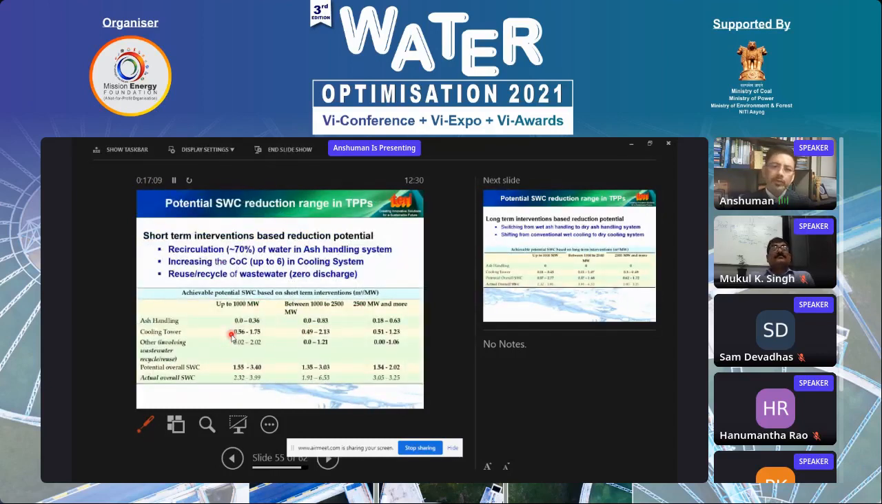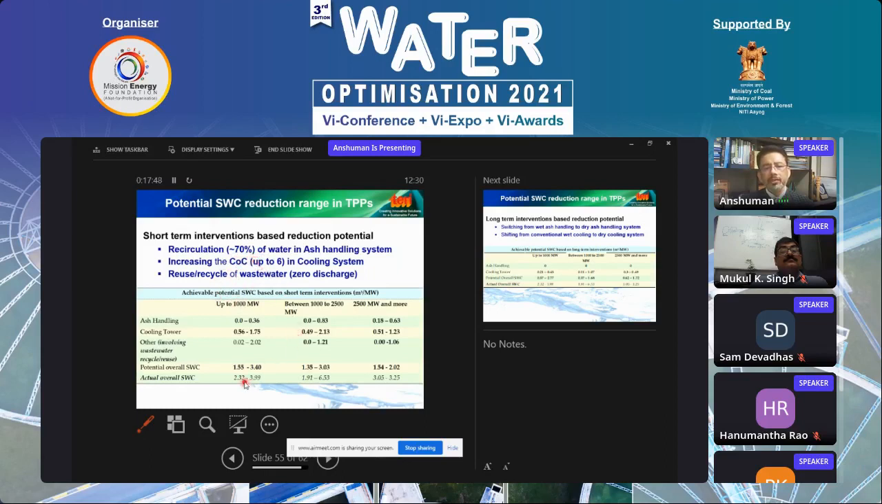In general, if I divide the opportunity into short-term and long-term interventions for specific water consumption reduction, in the short term, ash handling system improvement and recirculation have a significant role. Increasing the cycle of concentration is an opportunity. Initially, you can go up to 5 or 6, but I am told there are examples even higher than 6, and that is achievable. And of course, reuse of wastewater. By these interventions, you can save a significant amount of water.